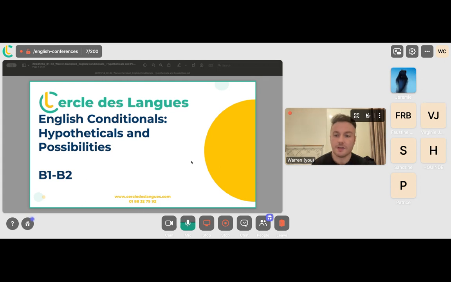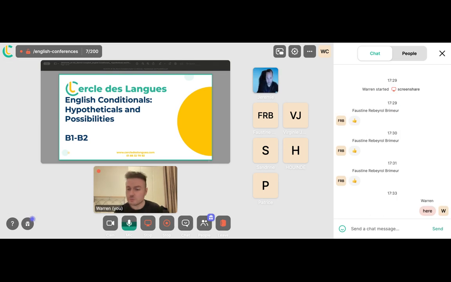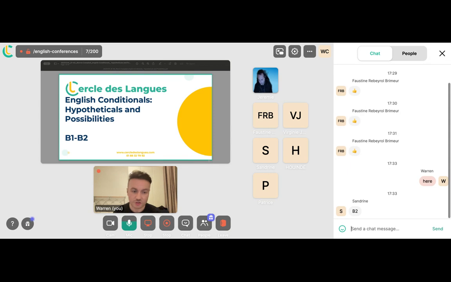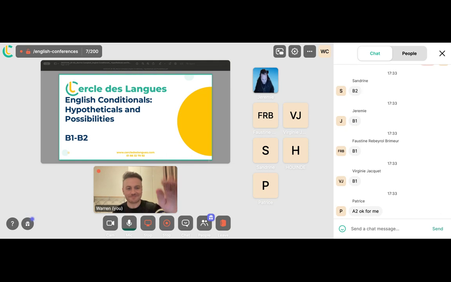This conference is suitable for anyone B1 level and above. If I could get everyone just to confirm their level in the chat box, if you just type B1, B2, A2, whatever it is, I can adapt as we go. The conference will be in English. There will be some French translations here and there, but I will be only speaking in English for this conference.